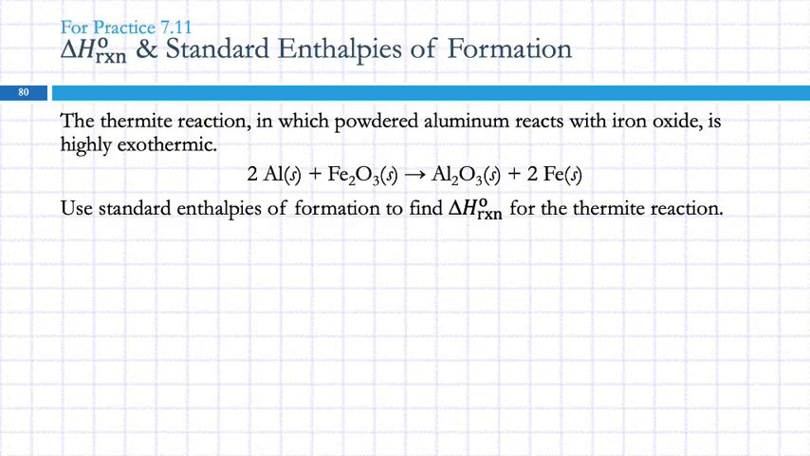We have 2 examples here, and then we're done. The thermite reaction in which powdered aluminum reacts with iron oxide is highly exothermic. There's the reaction. Use standard enthalpies of formation to find delta H, the standard heat of reaction for this thermite reaction. So what we want to do is find the heats of formation for every reactant and product. Do we have to worry about aluminum? No, because that's an element in its standard state. Do we have to worry about iron? No, it's an element in its standard state. So we just need to look these 2 up.